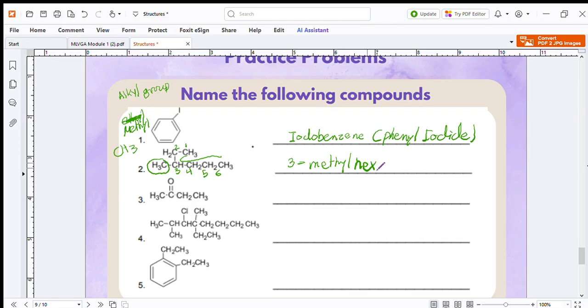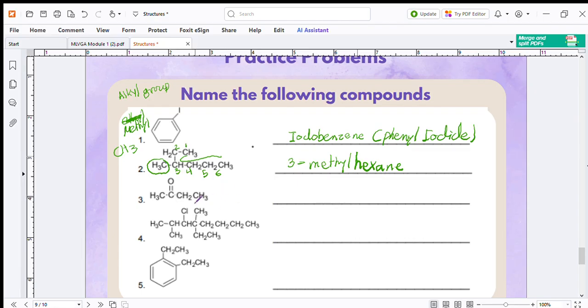Then tingnan natin po, ano po ito? Alkane ba siya? Alkane, alkene, or alkyne? As we see here, there are no double bonds, there are no triple bonds. So yung pag ano lang po, single bond, that's called alkane. So sulatin natin ane. Kasi that is the suffix of the alkanes. Sige. So tapos na po tayo sa number 2. Let's go to number 3.